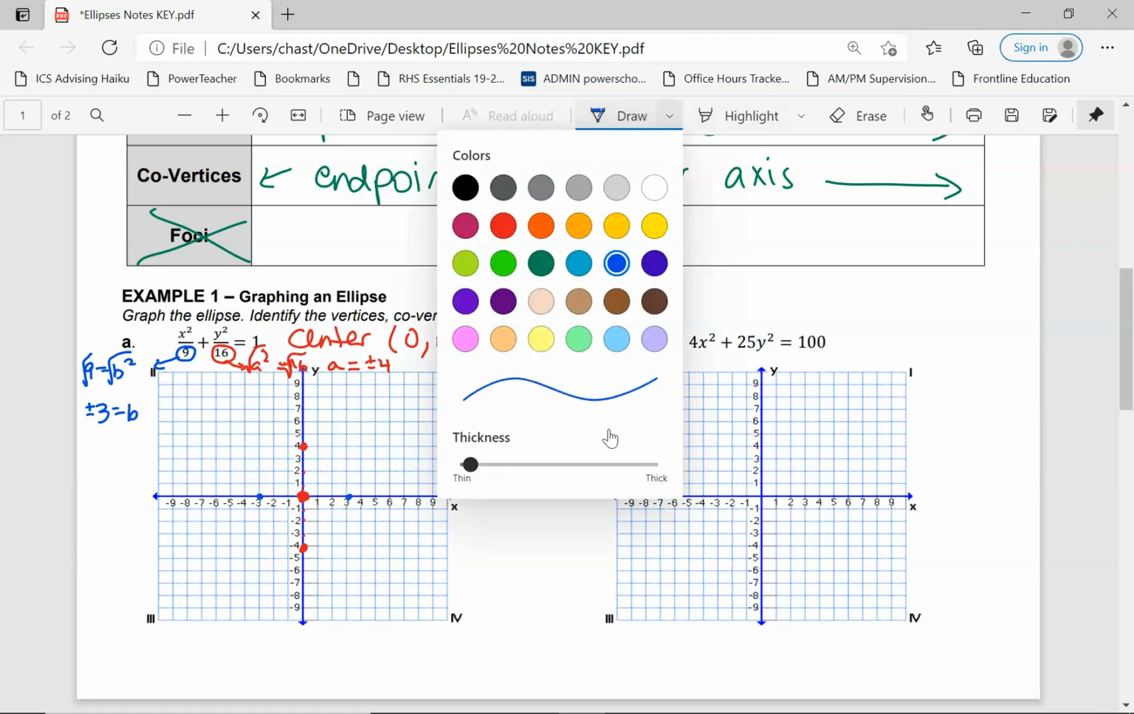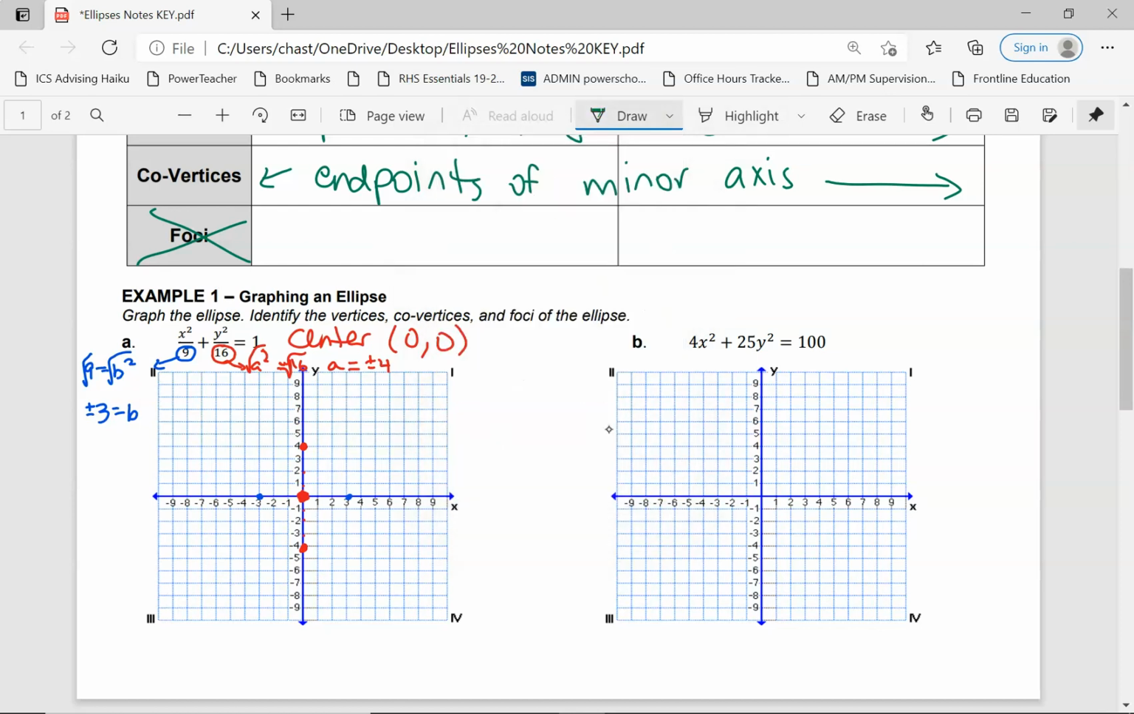And now that I have those 4 points, I'm going to do my darndest to connect them to make an ellipse. And I always do a terrible job at these. Pretend that looks like a nice ellipse, okay?